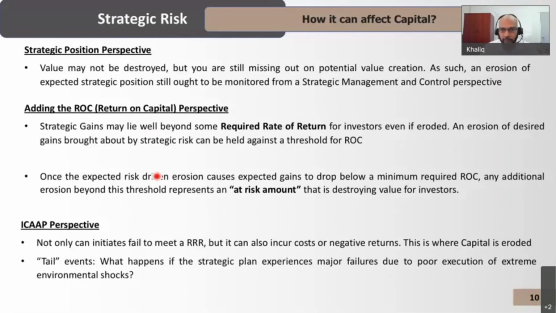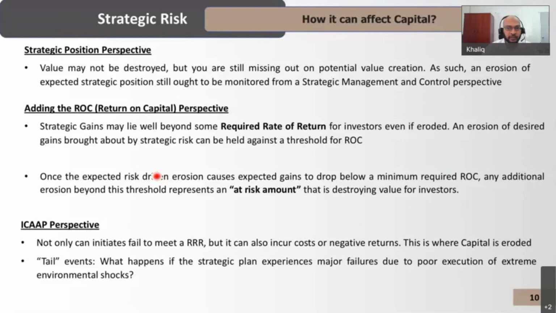So I'm going to add what I call a return on capital perspective. Your strategic gains may lie well beyond some required rate of return. Your investors, your shareholders, may be expecting a certain amount of dividends or a certain percentage return on their investments. Your strategic plan may be giving you supernormal gains, 20% return on investments, etc. So any erosion in that doesn't necessarily lead to an erosion of investor value. Now, if you drop below some required rate of return, then investor value starts to become eroded. You're destroying value for investors, but still that doesn't mean that their capital is being destroyed. It just means that they're not getting the return that they would have expected.